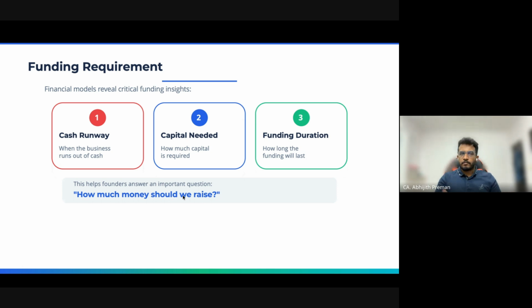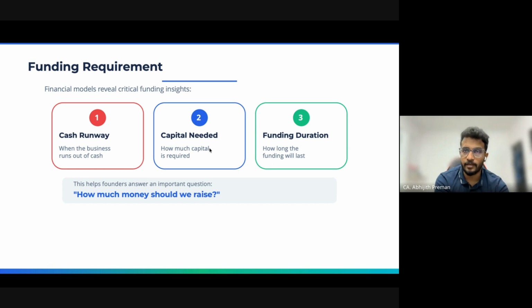Then funding requirement. Financial models reveal critical funding insights. Once you prepare the financial model, it's going to reveal the cash runway, when the business runs out of cash. If you're creating a month-on-month P&L and month-on-month cash flow, it will show in which month you are going to be in negative cash flow. If it says in the 6th month you are going to be in negative cash flow, which means you just have funds for operating for the next 5 months. You need to raise funds immediately, or in the 6th month you will become negative cash flow, which means you will not be able to meet your expenses. Okay. So it shows the cash runway.